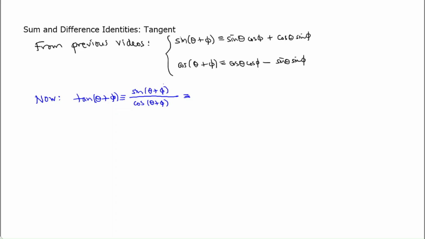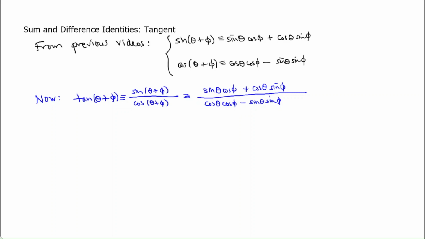So what we're going to do here is borrow what we have from previous work. In the numerator, sine of theta plus phi is going to be sine theta cosine phi plus cosine theta sine phi. And in the denominator, for the cosine of the sum, cosine theta cosine phi minus sine theta sine phi. Now if you're not too picky, then this is it.